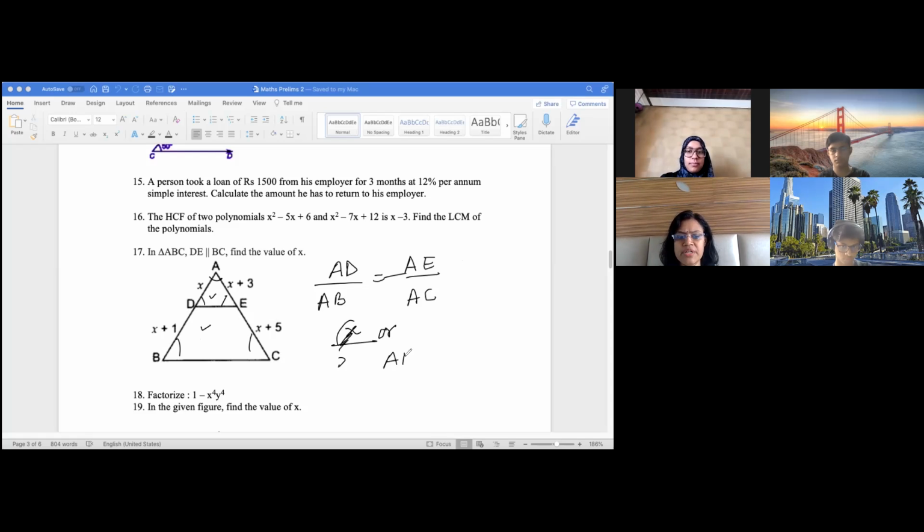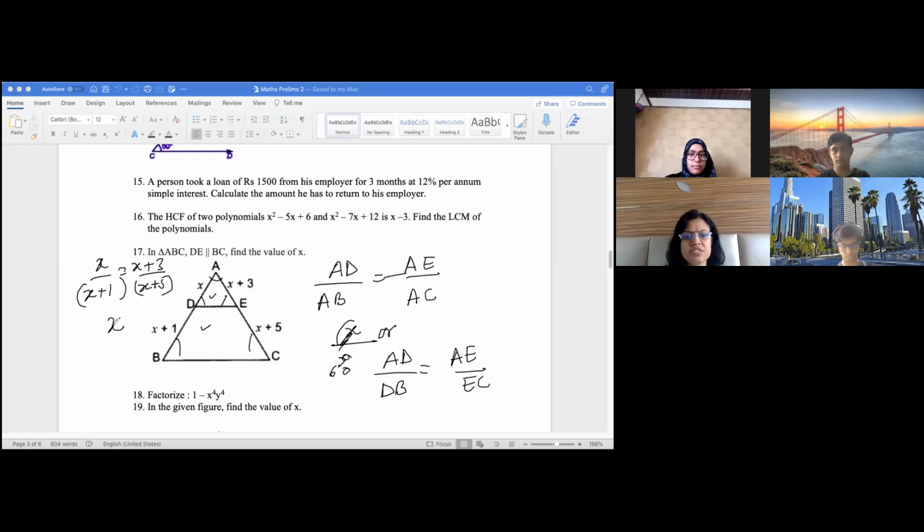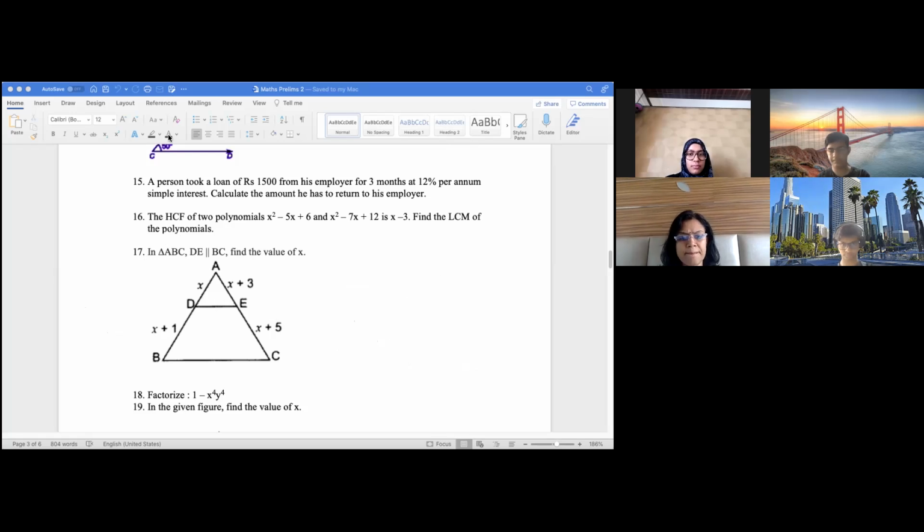Or it can be written AD by DB is equal to AE upon EC. So just put the values: X upon X plus 1 is equal to X plus 3 upon X plus 5. Cross multiply, simplify. What answer do we get? X is equal to 3. The x square cancels and you'll get the answer x is equal to 3.